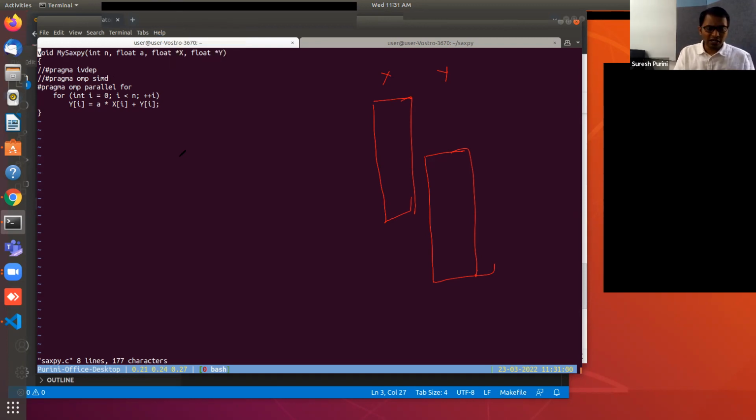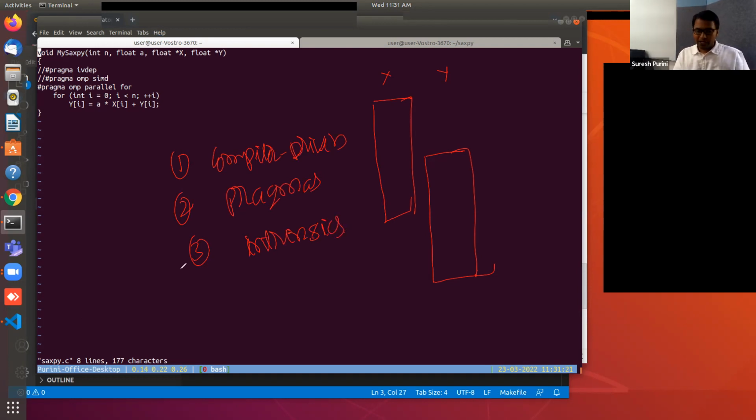One is the compiler-driven approach. Second is pragmas. And the third is by using what are called intrinsics. This is what we will see in the next class. This is not a good way to go about it, because this code is not portable, and it's very challenging to write code using intrinsics, with lots of issues. So by and large, we try to use pragmas or some other frameworks to achieve the end goal. Okay, so that's all for today.